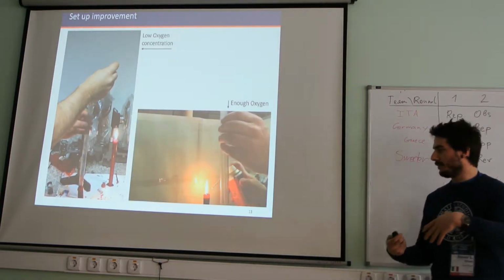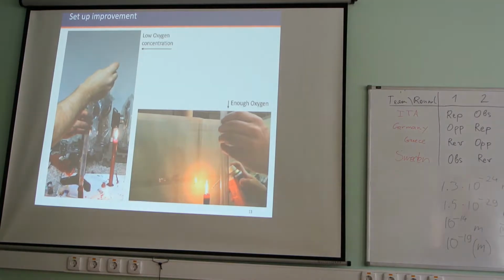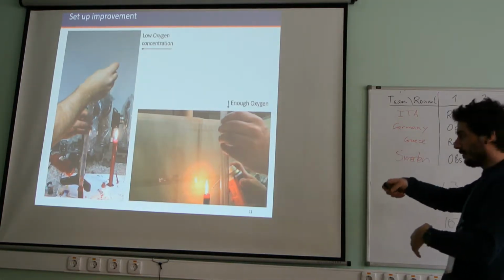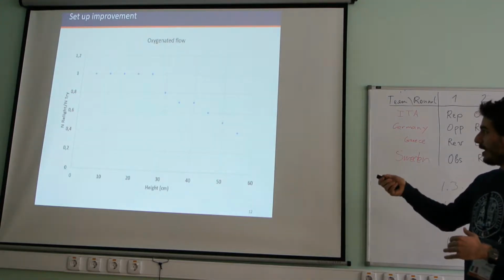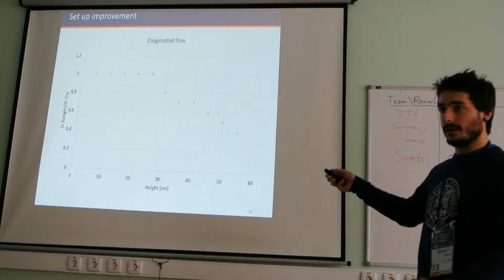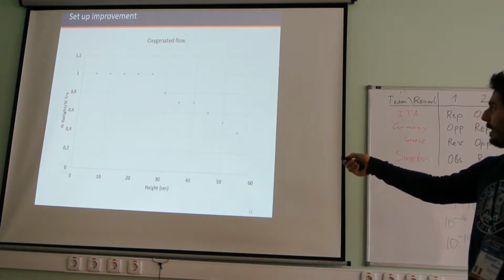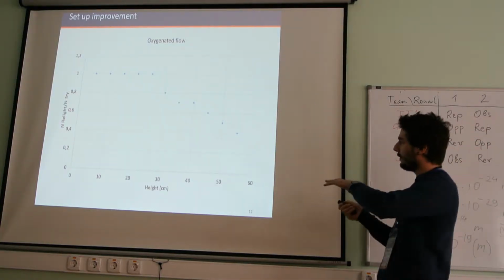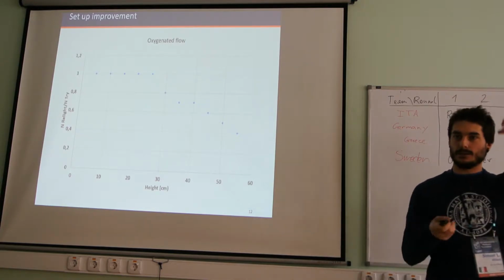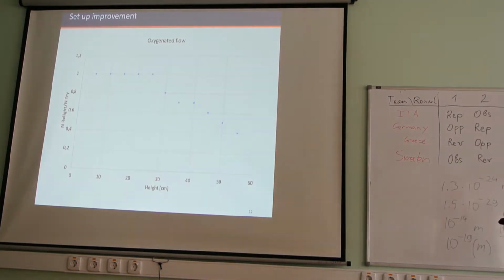So we have tried to oxygenate this tube, making slits on the tube and increasing the length of the tube. And we have this graph where the success rate increases a lot. And we can see that we have a maximum height of about 25 centimeters up to 55 centimeters. We have been able to reproduce the phenomenon.